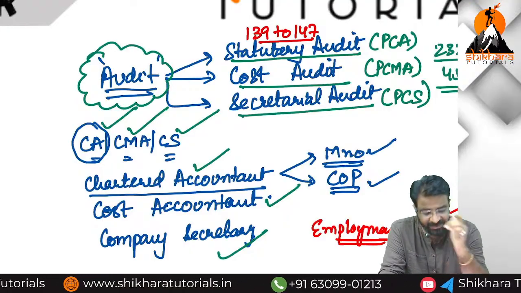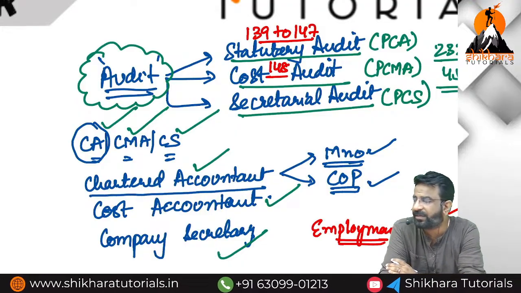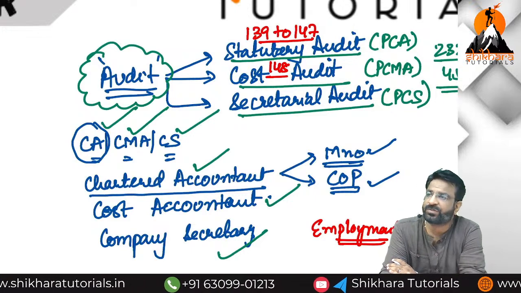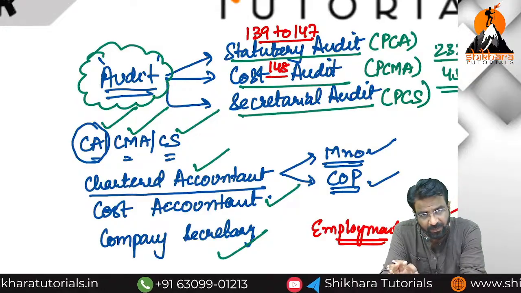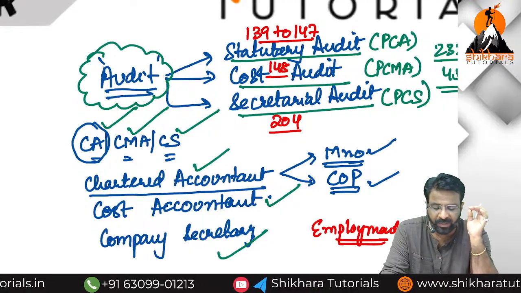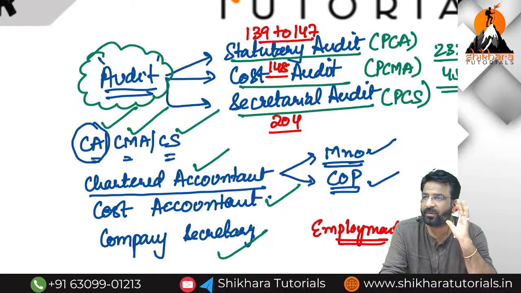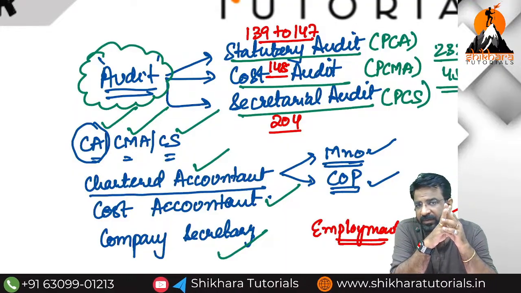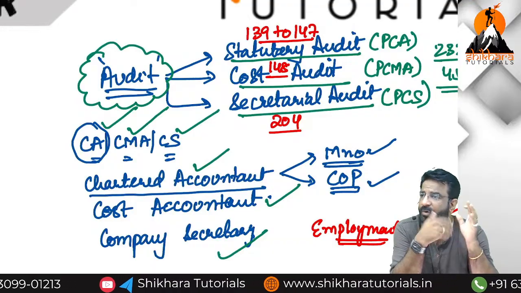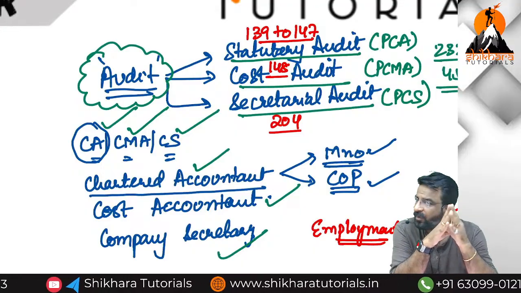Only a practicing chartered accountant can do it. In the same way, section 148 says that only a cost accountant can do the cost audit. Only. What is the word written? Only. And in the same way, section 204 says that only and only a practicing CS can do the secretarial audit. So majorly, we have three types of audits: statutory audit, cost audit, and secretarial audit. Who can do them? Practicing CA, practicing CS, practicing CMA. I hope you got the clarity.